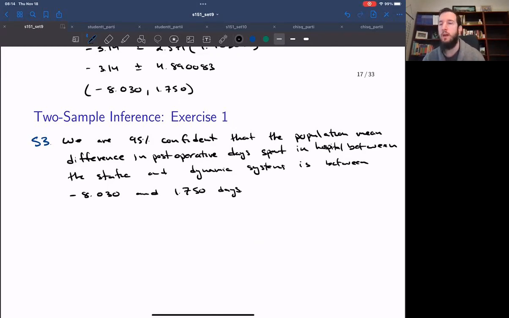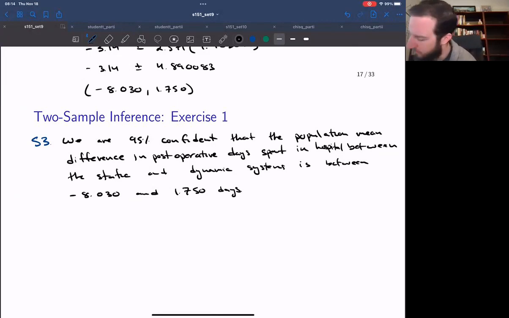It's basically telling you that if you are using the dynamic system, you could spend between 8 days less up to almost 2 days more in hospital on average, right? So this is quite a wide range in terms of the experience that patients are having in hospital post-surgery between these two types of systems.